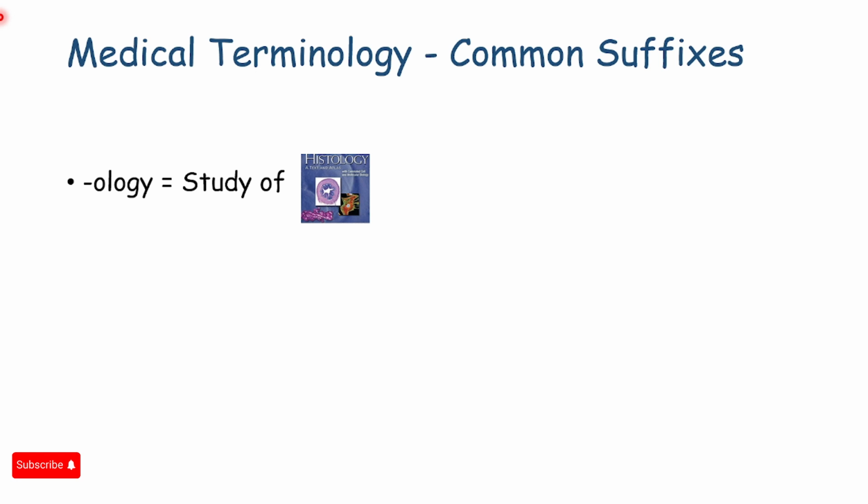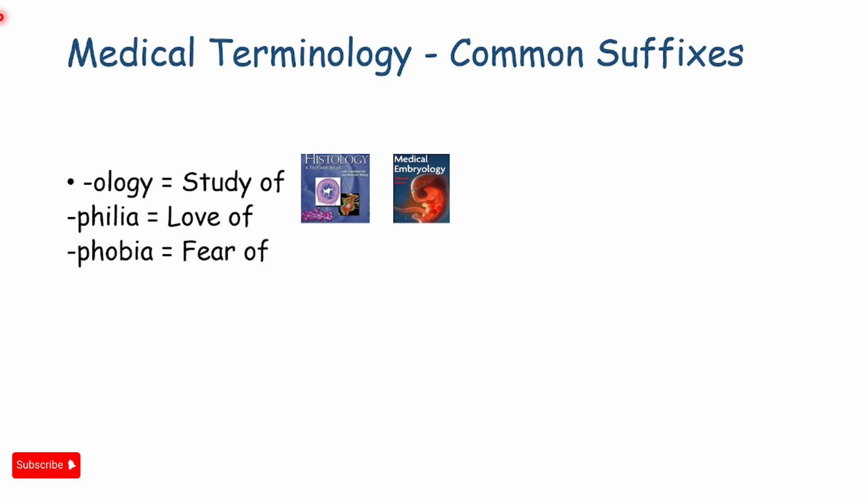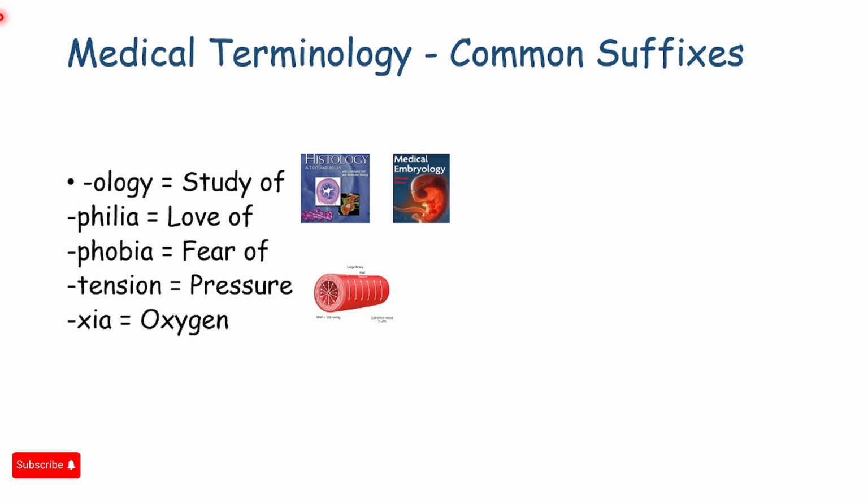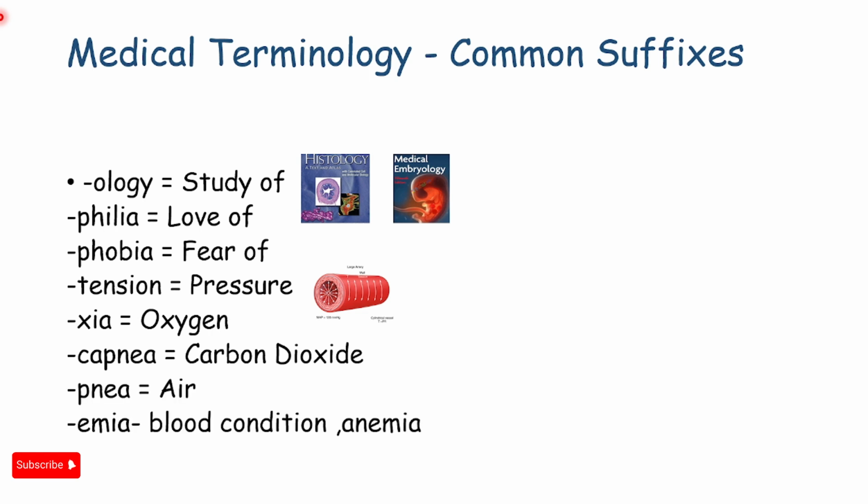Logy means study like histology, embryology, virology, microbiology, immunology. Philia means love like hydrophilia. Phobia means fear like hydrophobia. Tension means pressure like tension type headache. Oxia means oxygen. Hypoxia, when oxygen concentration is decreased, is called hypoxia. Capnia related to the carbon dioxide. When carbon dioxide concentration increase in body fluid is called hypercapnia. Pnea related to the air. Emia related to the blood condition like anemia.